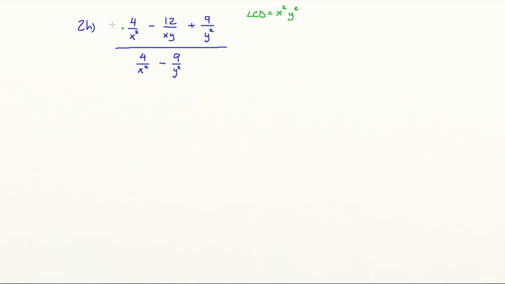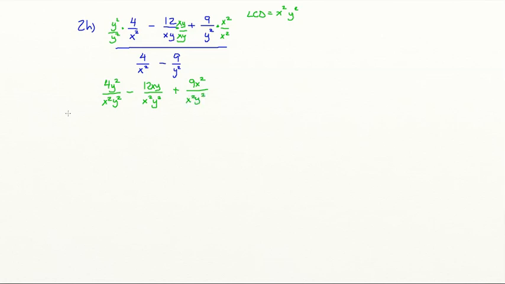My first fraction needs to have a y squared in the denominator. Second one needs both x and y, but just one of each. And my third one needs an x squared in the denominator. So I have 4y squared over, oops, I forgot my square there, x squared y squared, minus 12xy over x squared y squared, plus 9x squared over x squared y squared.